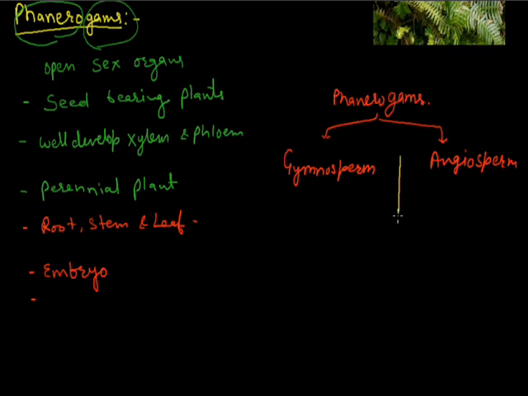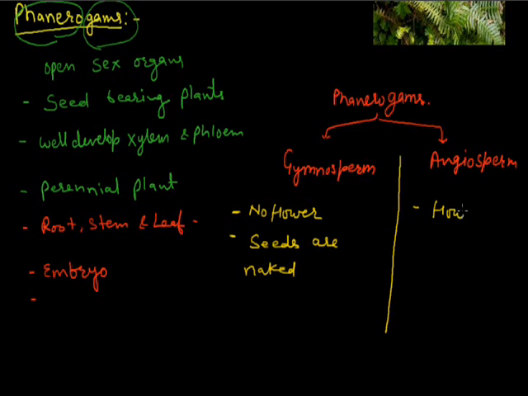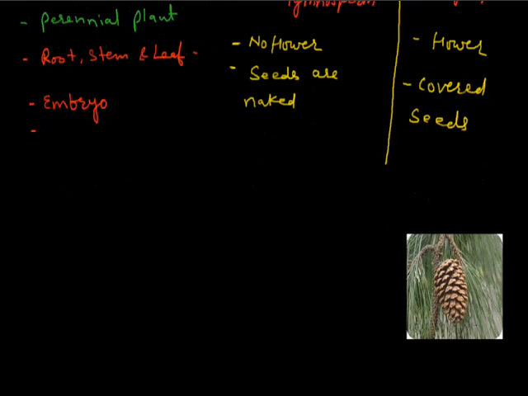First of all, in the case of gymnosperm, they have no flowers, but they have seeds. Seeds are present here. Seeds are naked. It means they are not covered by any structure. In angiosperms, they have flowers and they have covered seeds. Seeds are covered in the fruit or in the ovary. So what are the basic features of gymnosperms? First of all, we discuss the gymnosperm.